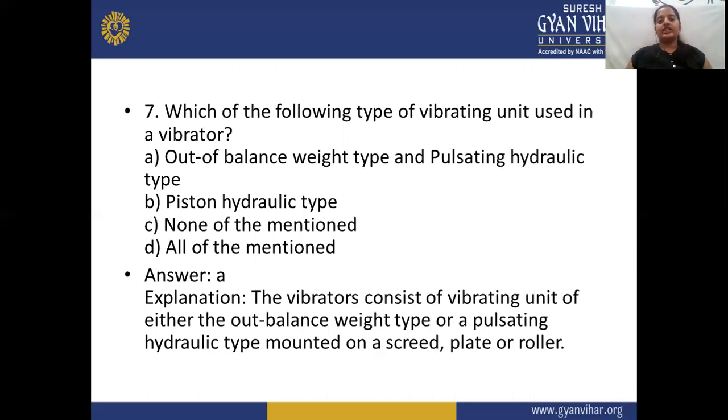Which of the following types of vibrating unit is used in a vibrator? First option, out of balance weight type and pulsating hydraulic type, second option, piston hydraulic types, third, none of the mentioned, fourth, all of the mentioned. So the answer is A, out of balance weight type and pulsating hydraulic type. The explanation is vibrators consist of vibrating units of either the out of balance weight type or pulsating hydraulic type mounted on a seated plate or roller.